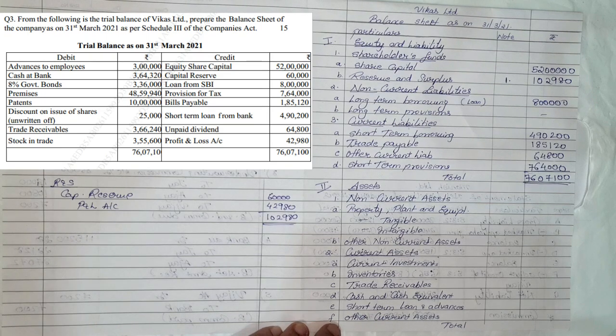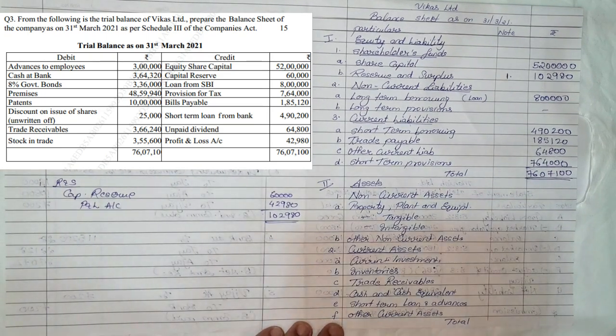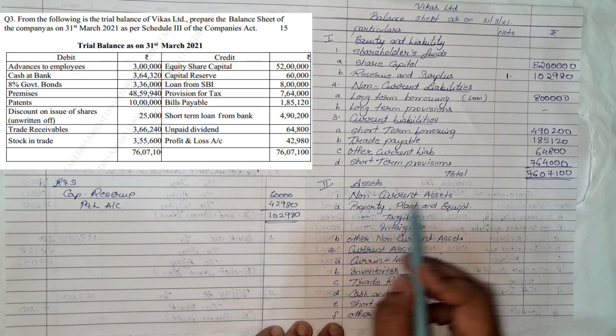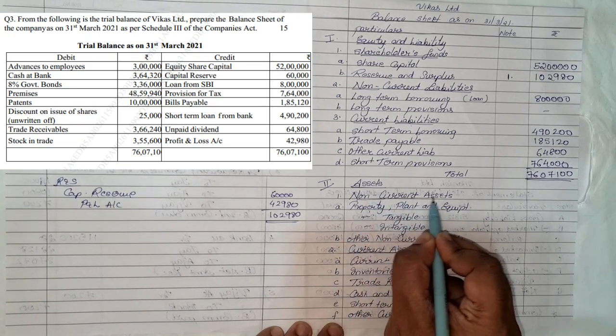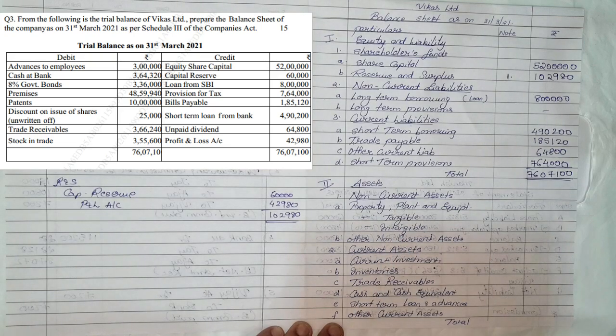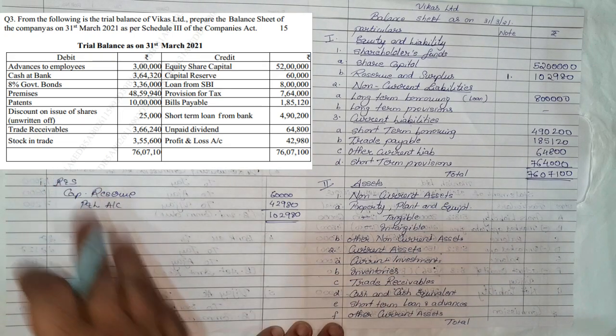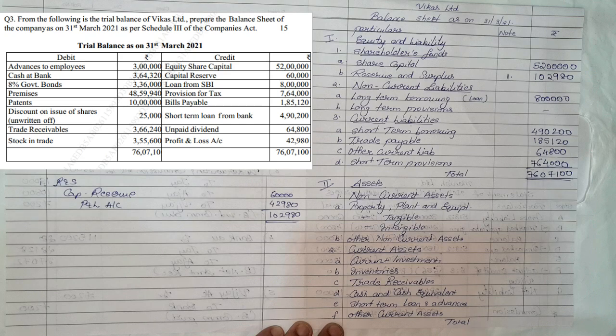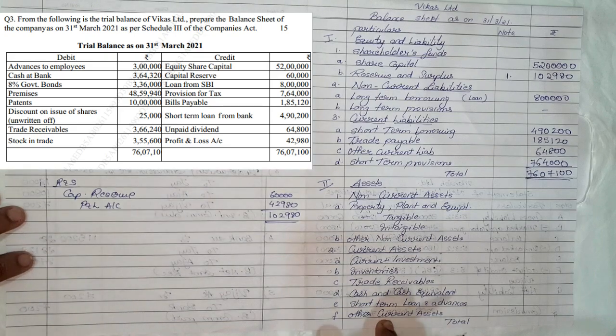Now similarly, we'll start with the asset part. Now under asset, non-current asset is the heading. Under non-current asset, we have property, plant, equipment. Under that, we have tangible assets. So let us see what all tangible things have been given. So now we'll have to look at the debit side. Okay, advance to employee, cash, government bond, premises is given 48 lakh 59,940, patent, discount, trade receipt, stock. So there's only one premises.